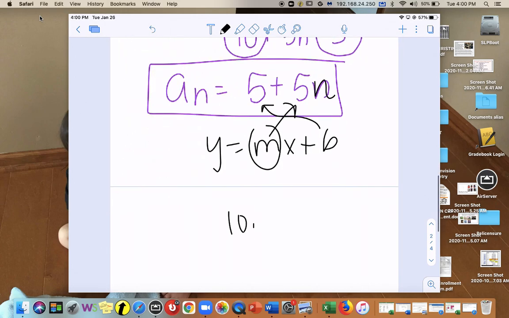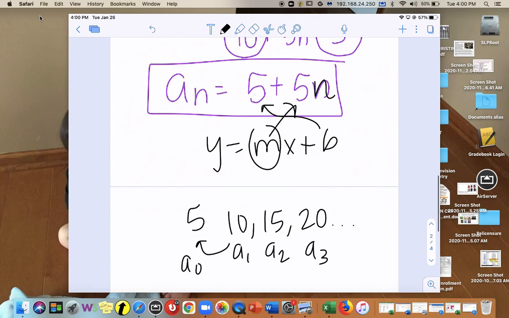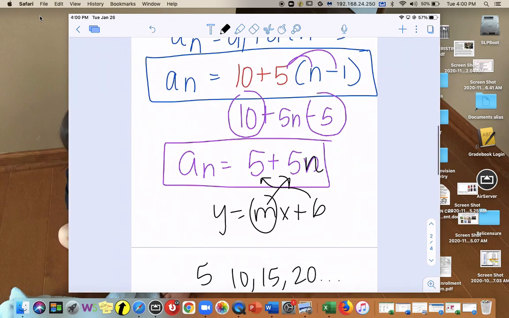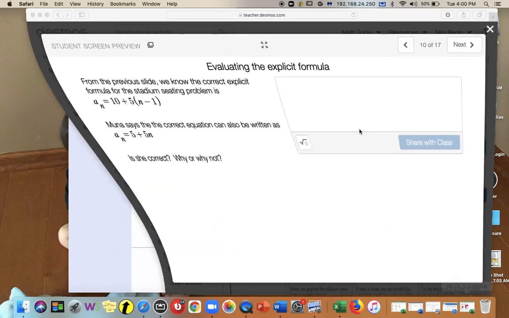So let me write that. It was 10, 15, 20 in row 1, row 2, row 3. So it makes sense that if there was a starting value, if there was a row 0, that there would be 5 seats in it. So this actually is the same equation as the explicit formula. It's just simplified. So Muna is correct.